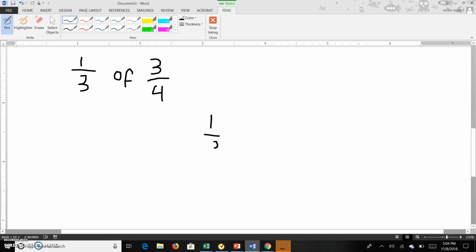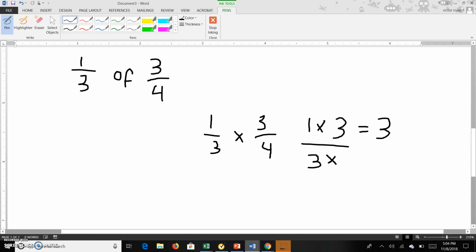1/3 times 3/4. We begin by multiplying 1 times 3 is equal to 3. 3 times 4 is equal to 12. As we can see, our answer is 3 equal parts of 12.